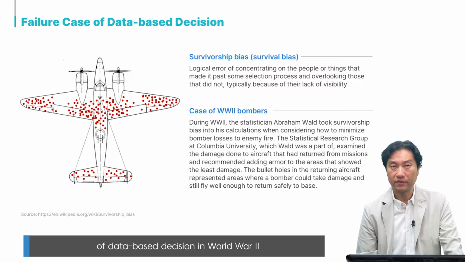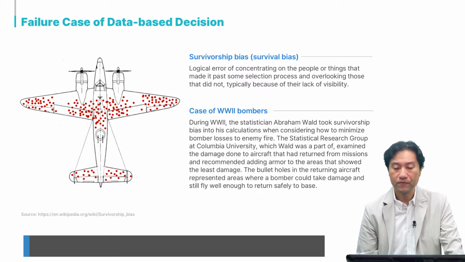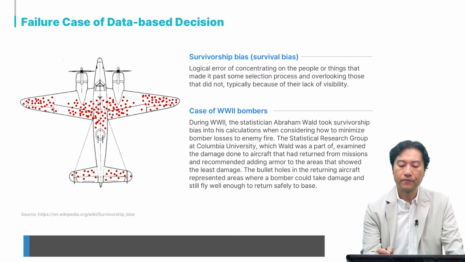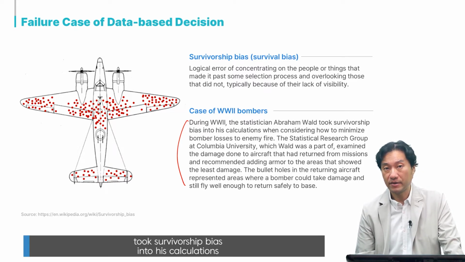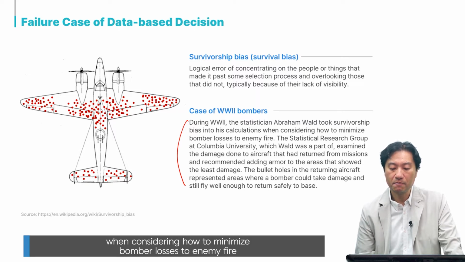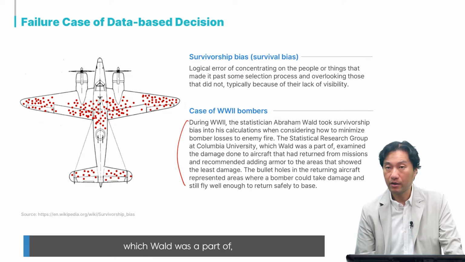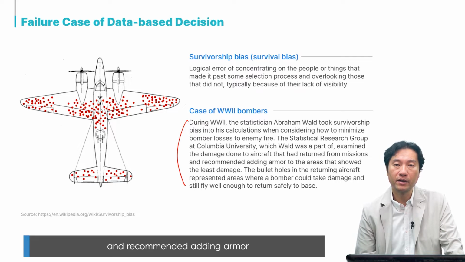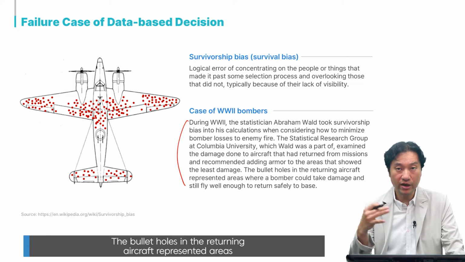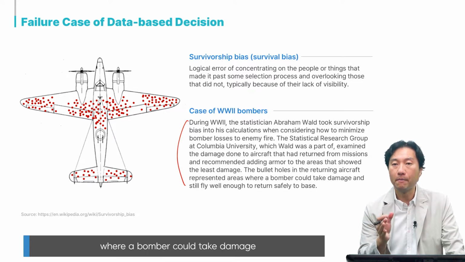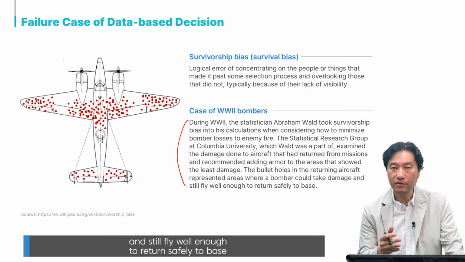Let me introduce a failure case of data-based decision in World War II. In World War II, the statistician Abraham Wald took survivorship bias into his calculation when considering how to minimize bomber losses to enemy fire. The statistical research group at Columbia University, which Wald was a part of, examined the damage done to the aircraft that had returned from missions and recommended adding armor to the areas that showed the least damage. The bullet holes in the returning aircraft represented areas where a bomber could take damage and still fly well enough to return safely to base.